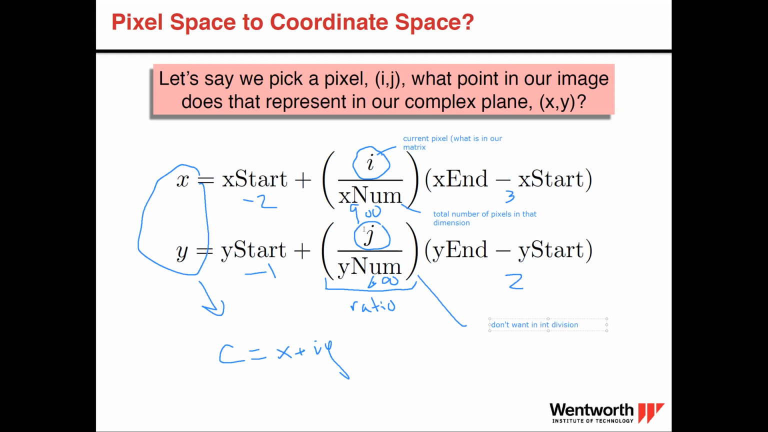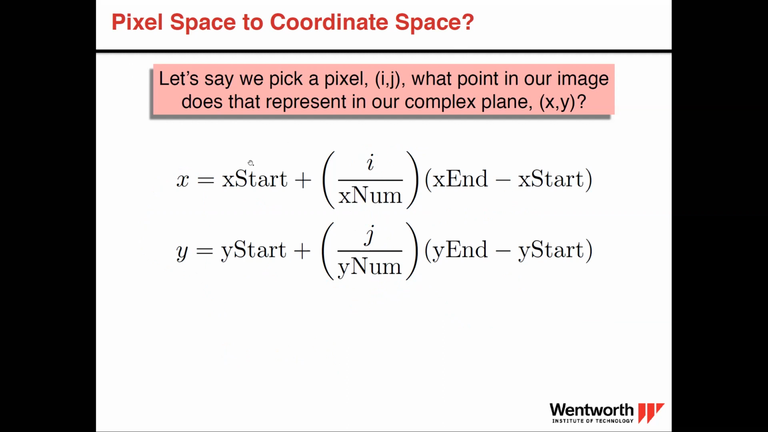The thing to remember here is that we don't want an integer division, because otherwise this would be 0, because we'd have like 500 divided by 600. That would just be 0. So we do want this to be an actual fraction here. That's something we do have to think about. But that's how we go from this pixel space, this pixel number, to the coordinate space that we need to actually run the equation.